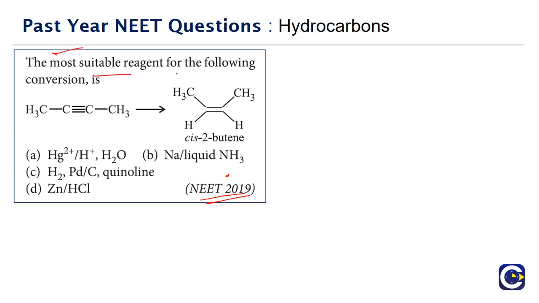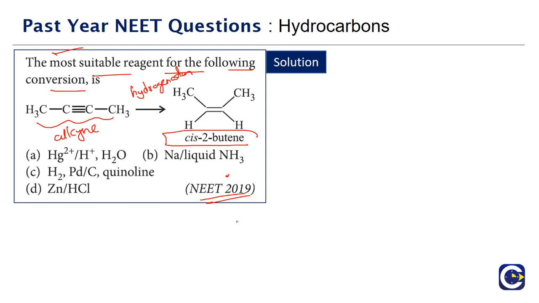The most suitable reagent for the following conversion: an alkyne is undergoing hydrogenation. So what is happening? It is getting converted to an alkene, and this is giving a cis alkene. They are asking what the most suitable reagent is. If you look at the reagents, all of these are going to give us hydrogenation.